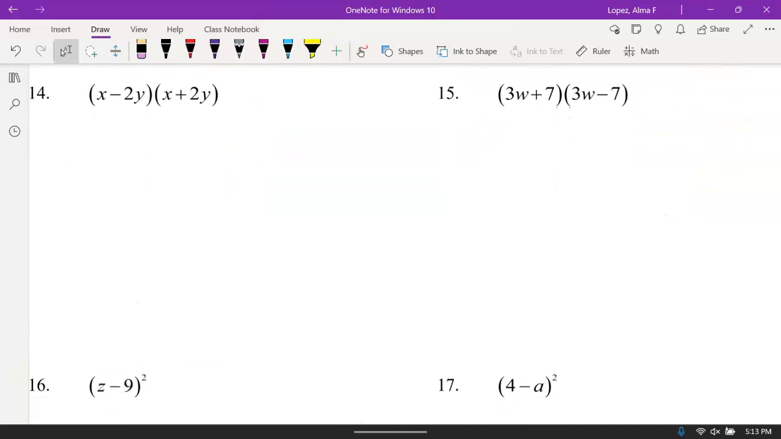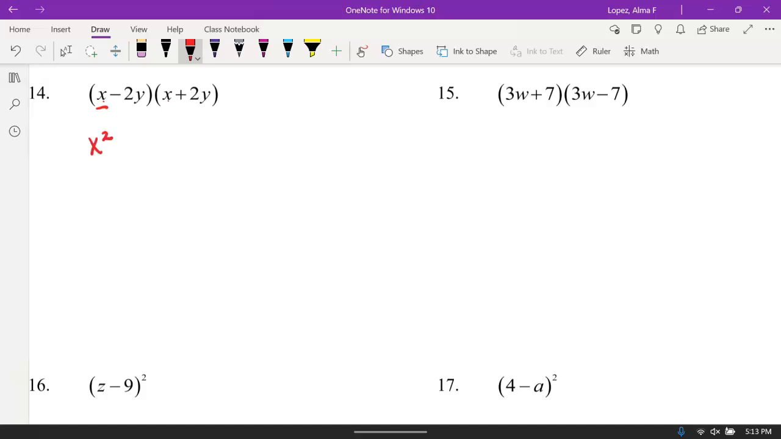Let's look at number 14. Same thing. I've got 2 pieces multiplied onto 2 pieces, right? 2 binomials being multiplied together. And all you have to do is distribute everything in the first parentheses onto everything in the second, but you do it one at a time. Let's start with the x. X times x is x squared.